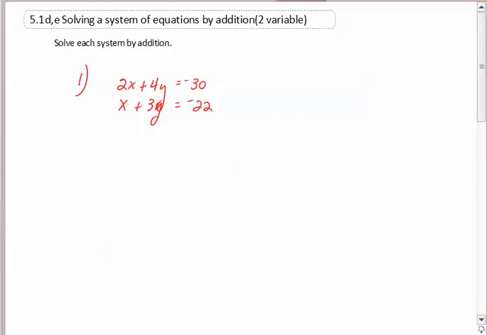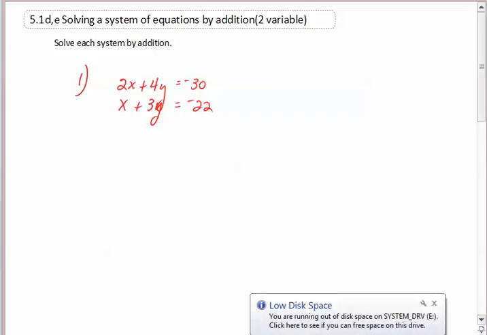Alright, now we're going to solve a system of equations. That's a system in two variables. System of equations by addition. You might see this referred to as elimination. It's basically the same thing. And so let's take a look.